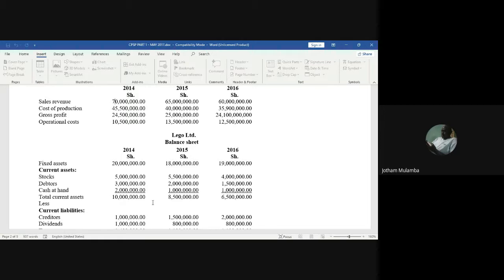What figure have you gotten? 0.18. Yeah. So that means 0.18 is equivalent to 18%.